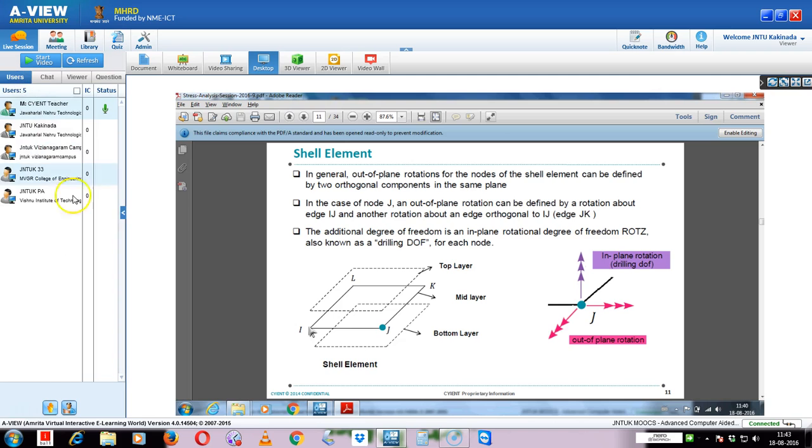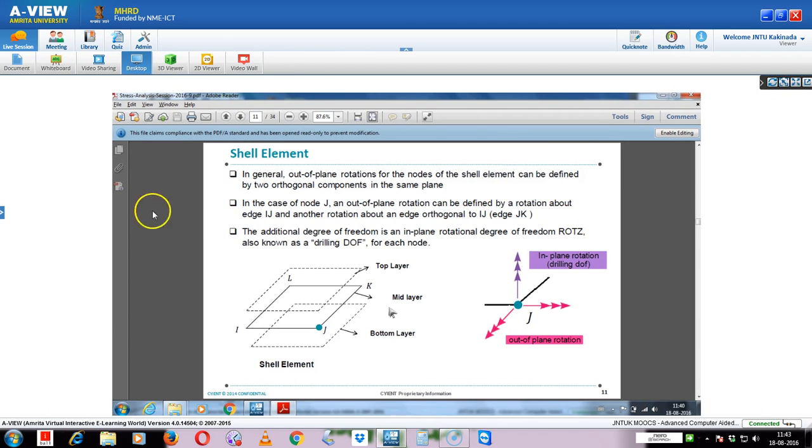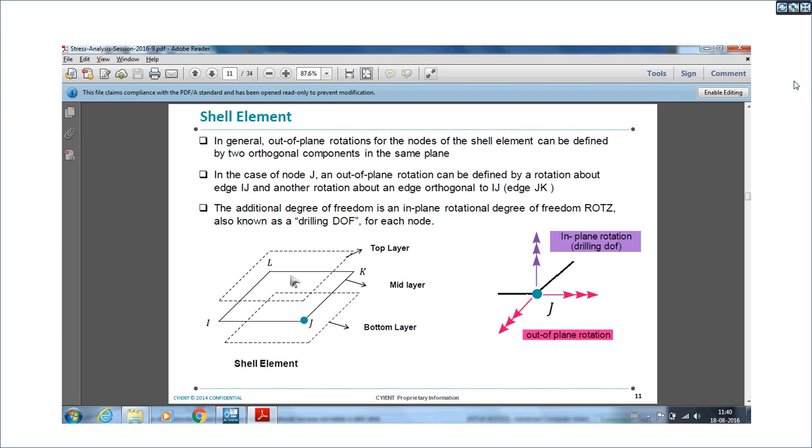There is in-plane and out-of-plane loading. In-plane loading in the sense the loading which we will apply in the plane of IJKL. Okay, that is in-plane loading. It means maybe you can apply load along this plane, along this line or along this line. Whereas out-of-plane loading is where you can apply, like, pressure load.